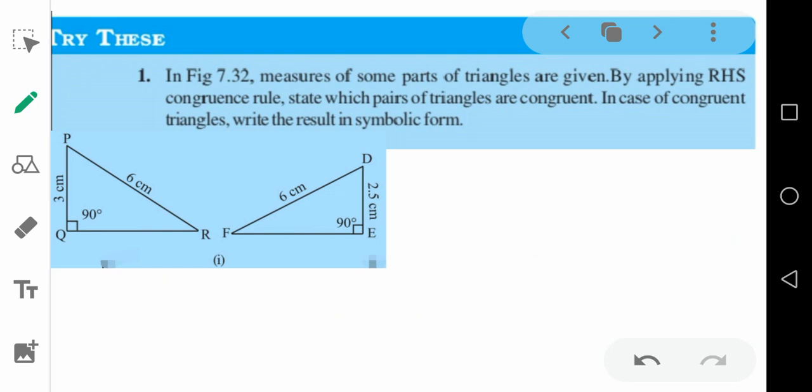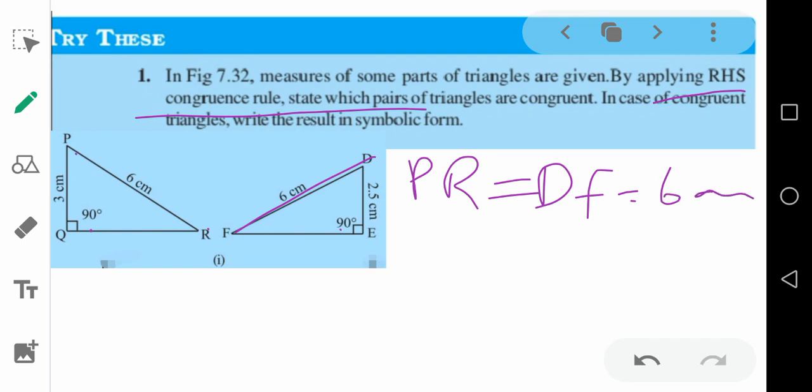So first question is, in figure 7.32, measure of some parts of a triangle are given. By applying RHS congruence rule, state which pairs of triangles are congruent. Okay, so we have the first one. Here you can see these two are right triangles. It's written here 90 degree. So these two are right angled triangles, or right triangles, anyway you can say. So here first we will check the hypotenuse. Which is the hypotenuse here? PR. So PR is equal to, which is the hypotenuse here? DF. DF is equal to 6 centimeter. Okay, so hypotenuse are equal for both triangles.